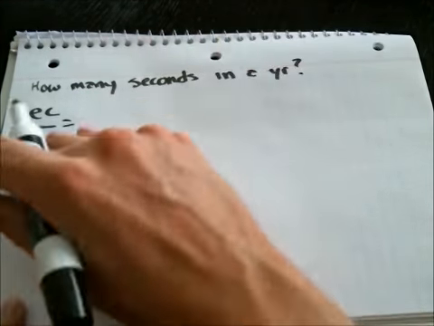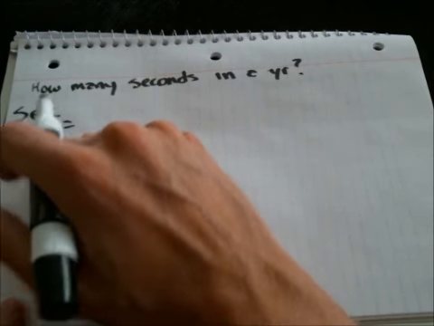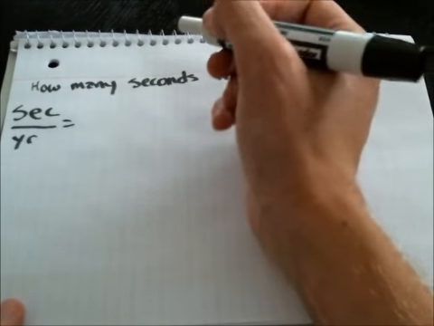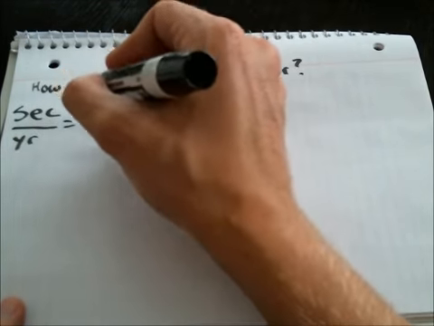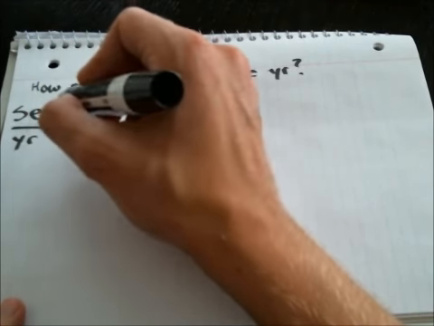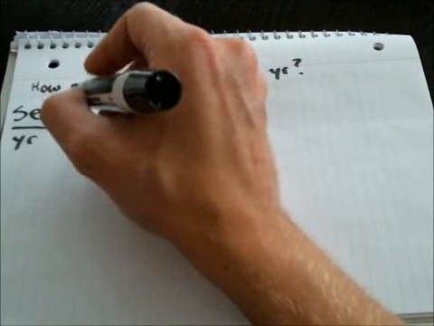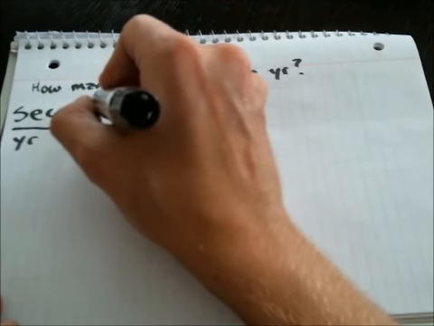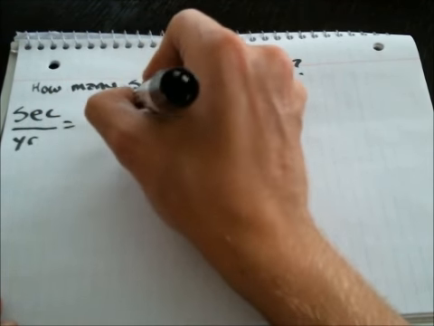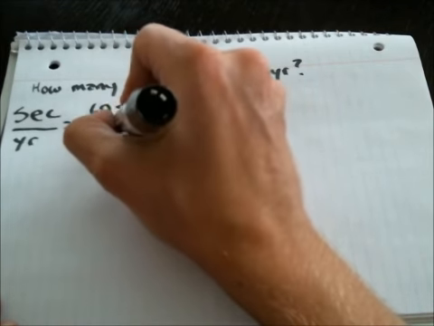Let's see. So we don't know how many seconds are in a year, but we know that there are 60 seconds in a minute. So since seconds are at the top of what we're looking for, we'll put that in our equation on the top. So we have 60 seconds in 1 minute, right? We know that.